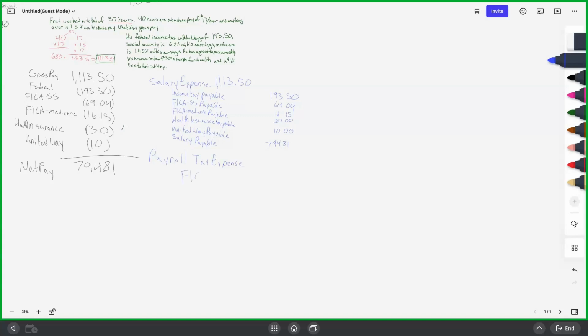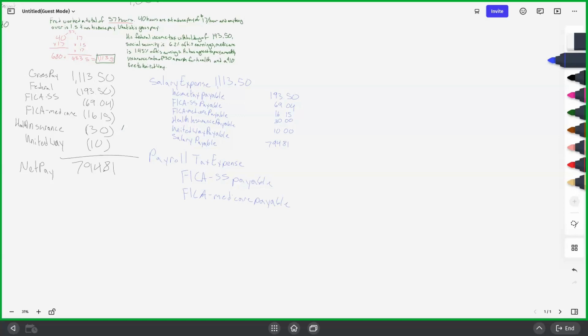Hey, it's a guess. Wait, is it a different journal entry or the same journal entry? Separate journal entry. So this is just going to be FICA, FICA SS. There's more to it, but I'm talking about just the entry. What's the difference between FICA and FUTA? Okay, it's FICA SS and SUTA.